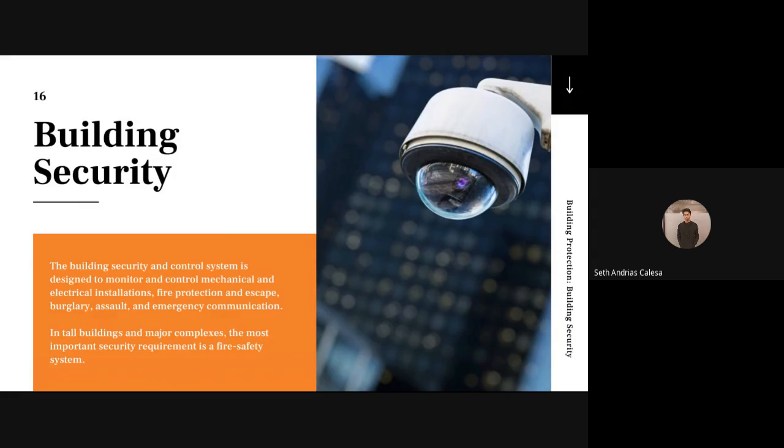Now, these are the ways to make your building more secure. Use CCTV to monitor your premises. Install an elevator access control system. Use access control to prevent unauthorized intrusions. Upgrade security in your garage. Install a comprehensive building security system.